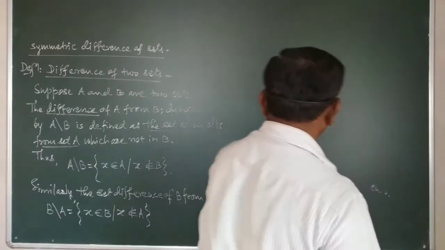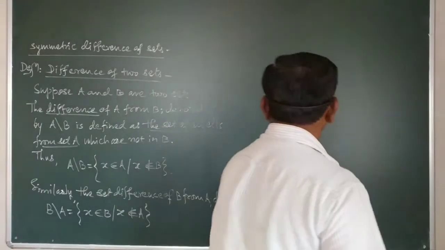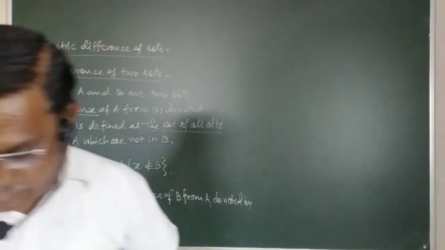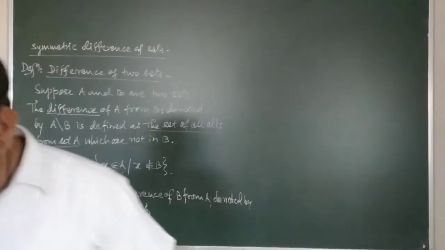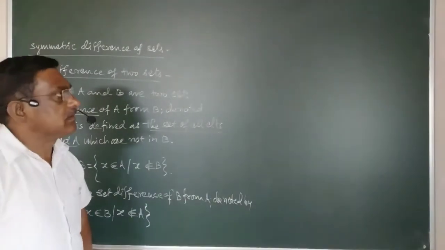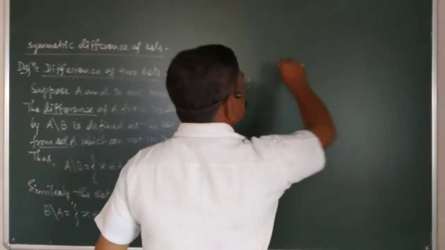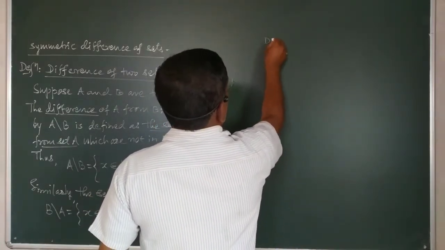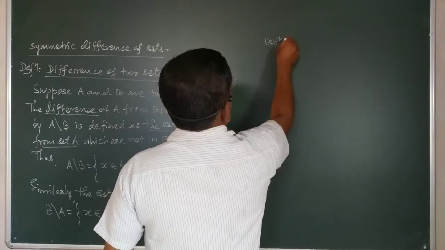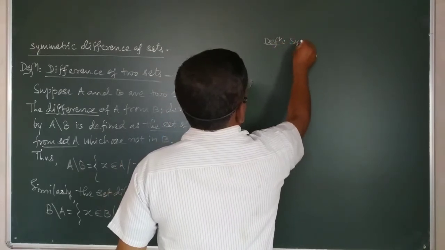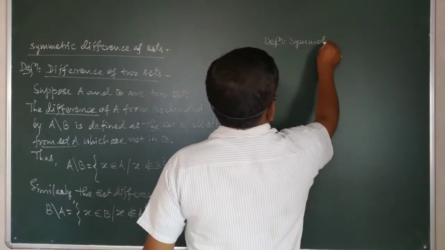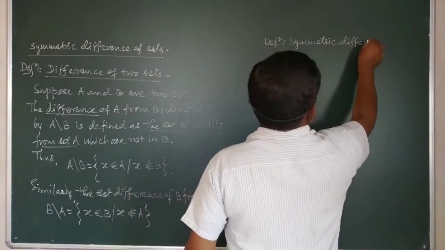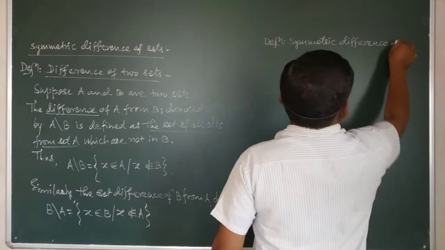and after this, let us define the symmetric difference of sets. Symmetric difference of sets. Well, then let us have the definition: symmetric difference of sets.